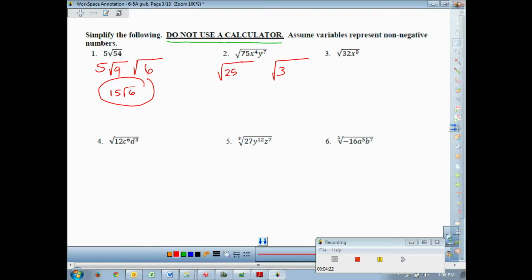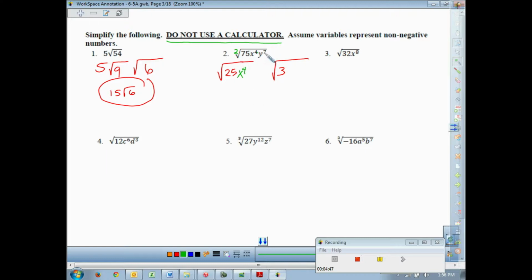25, then 3. Now let's deal with the x's. Since this is a second root, you want to know, well, is this even a perfect square in the first place? Is this power a multiple of that index right there? So isn't x to the 4th itself a perfect square? The whole thing goes over here. All the x's are perfect. Cool? The y's.